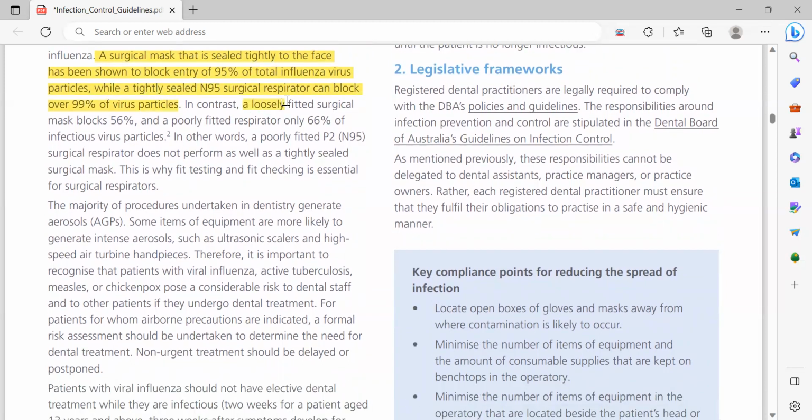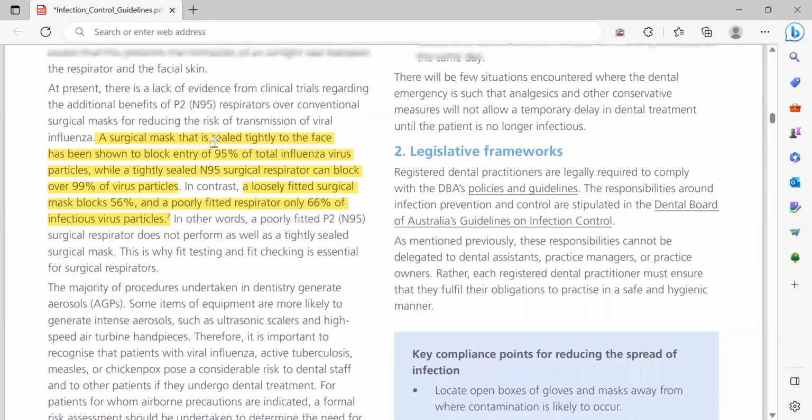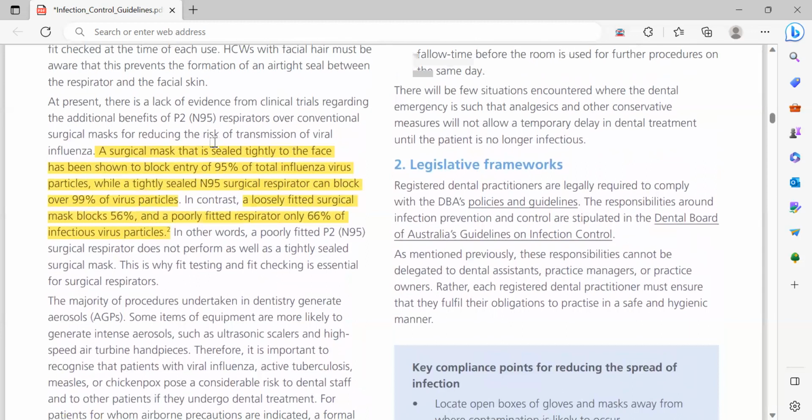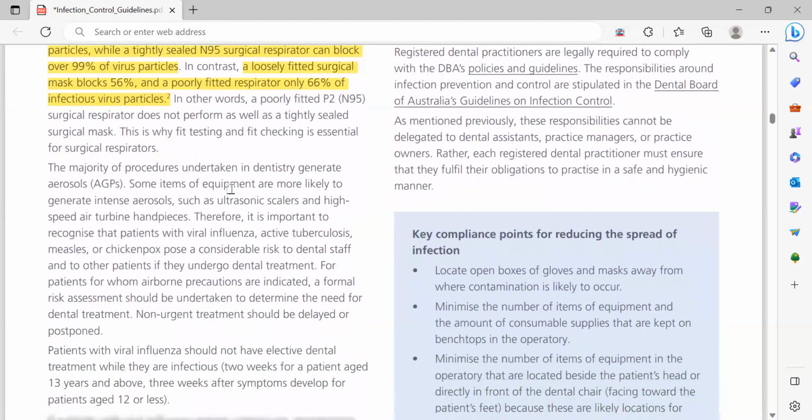If you are wearing a loosely fitted surgical mask, then it would only prevent 56% of the bacteria or microorganisms, and a poorly fitted respirator would prevent 66%. So this means that you should use the N95 respirator, but its fit should also be proper. Otherwise, if it is loosely placed, then it would not serve you better.